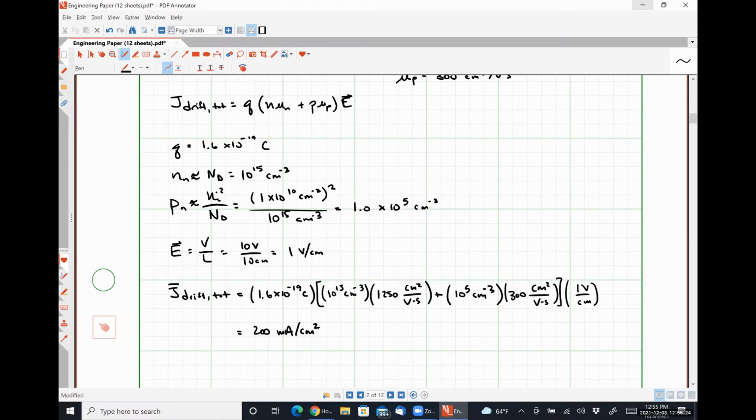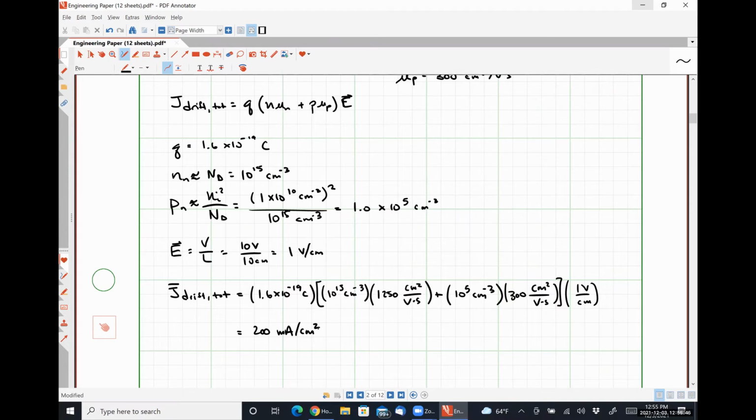All right, any questions on carrier drift? Hopefully pretty straightforward. Put a charged particle in an electric field. The electric field pushes on it, imparting it a particular velocity. Because we have moving charge, we have current, right?